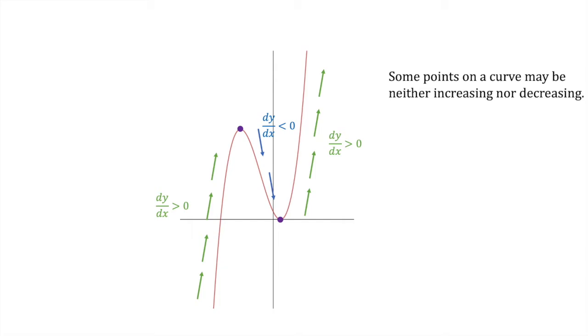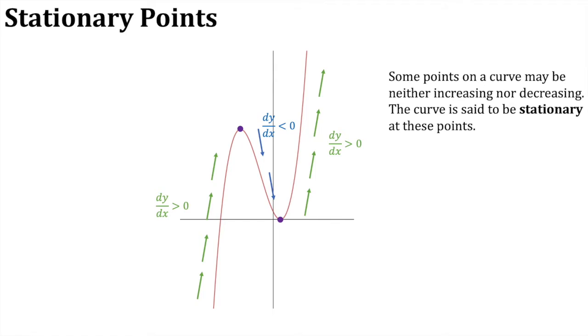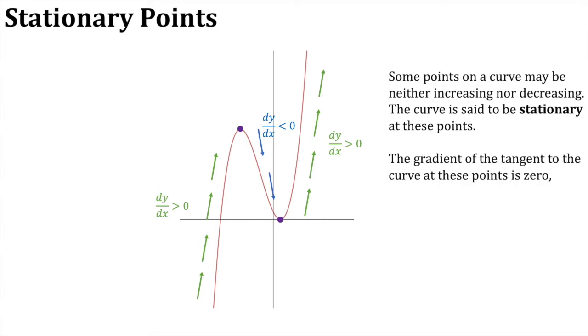So namely here, so what I've been referring to as turning points. Now you'll have met turning points, we've talked about before, you'll have met these last year in National 5 when you looked at quadratic graphs, and we actually say that the curve is stationary at these points. That's why we call them stationary points.